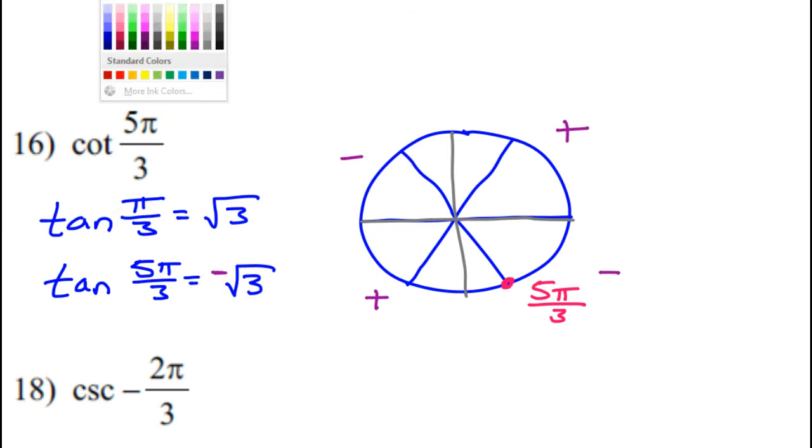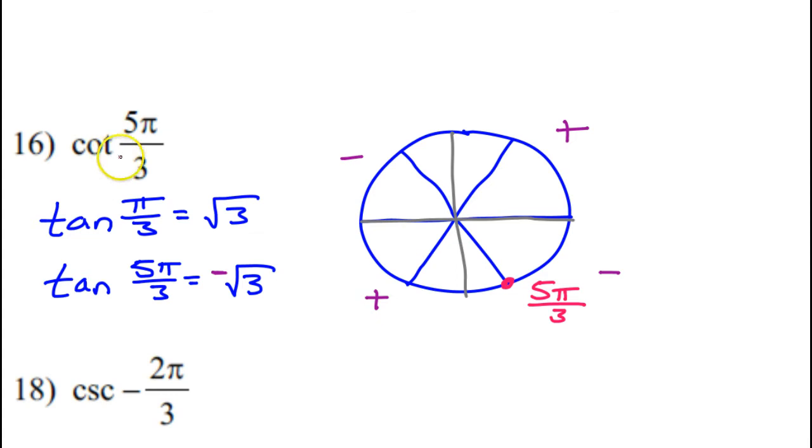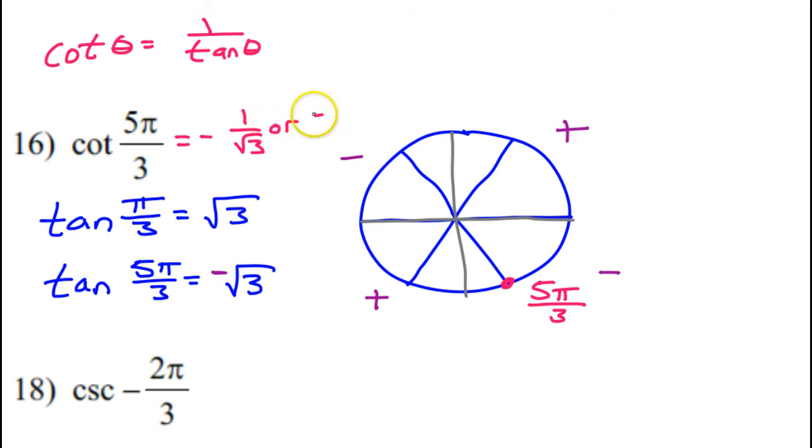Okay, now we are ready to say the final answer, cotangent. Alright, they asked us about cotangent, but we know that cotangent is just the reciprocal of tangent. Okay, so if tangent of 5 pi over 3 is negative radical 3, then the cotangent will be negative 1 over radical 3, the reciprocal. And if you rationalize the denominator, you're going to get negative radical 3 over 3. Okay, but this is good enough for me.